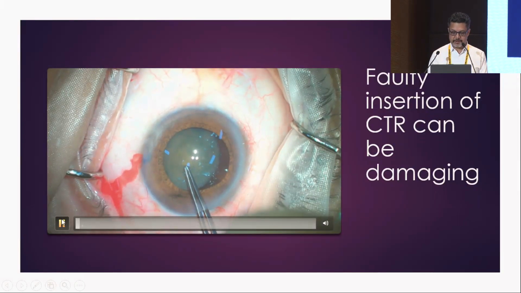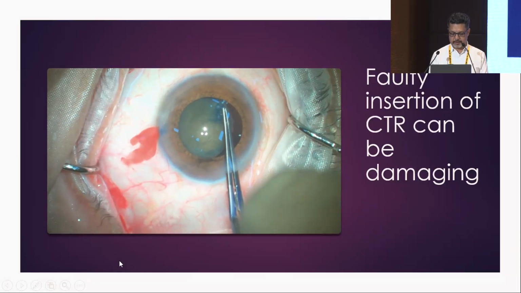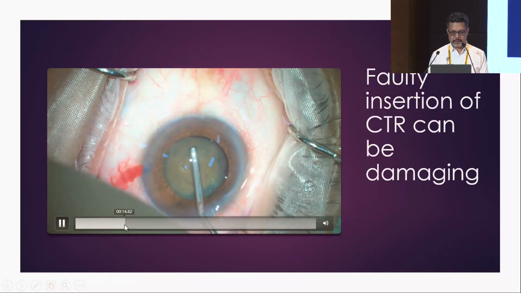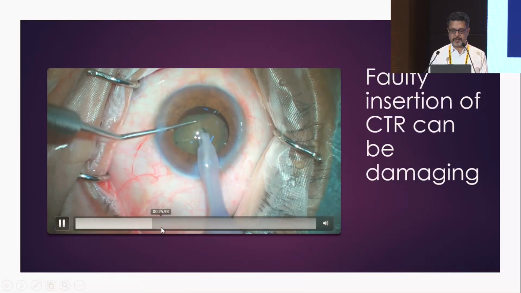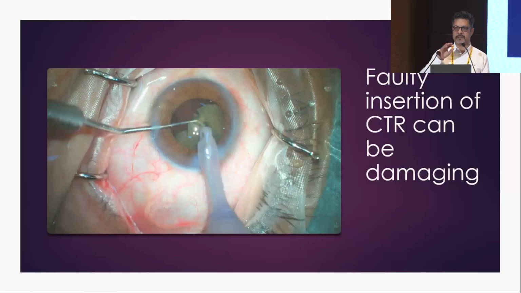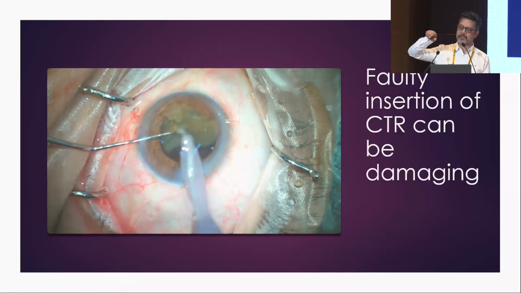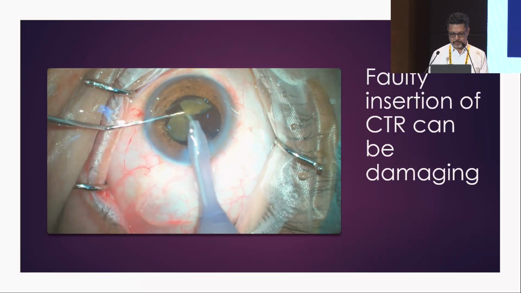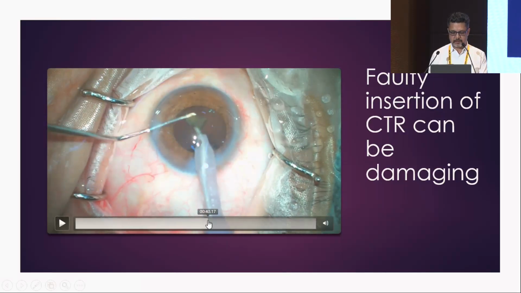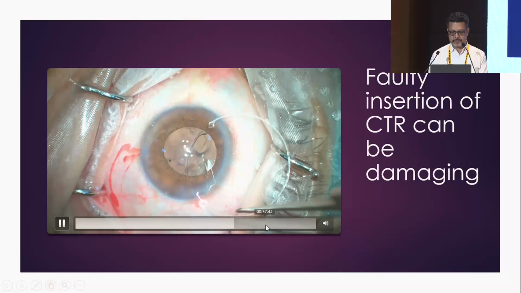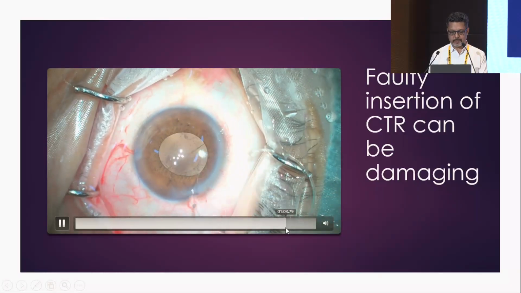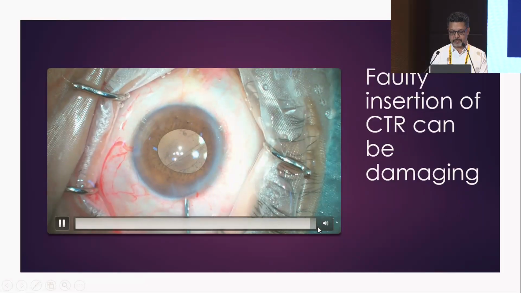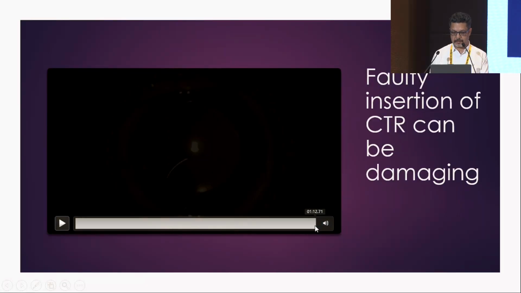This is another case where you can implant the CTR, but if you implant the faulty CTR, then it can go wrong. So never force the CTR. The trick is that after 1/3 of insertion, support the CTR with the Sinskey hook. In this case, we had implanted the CTR using some force, and there was a decentered IOL in the post-operative period.